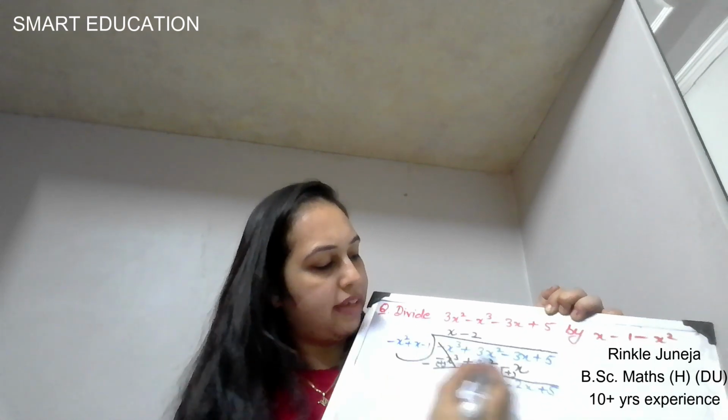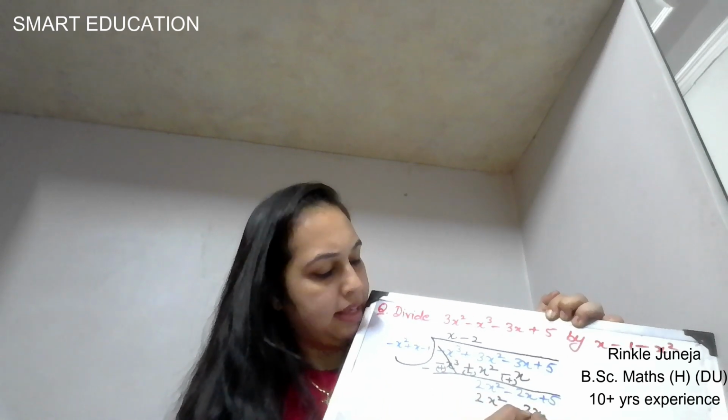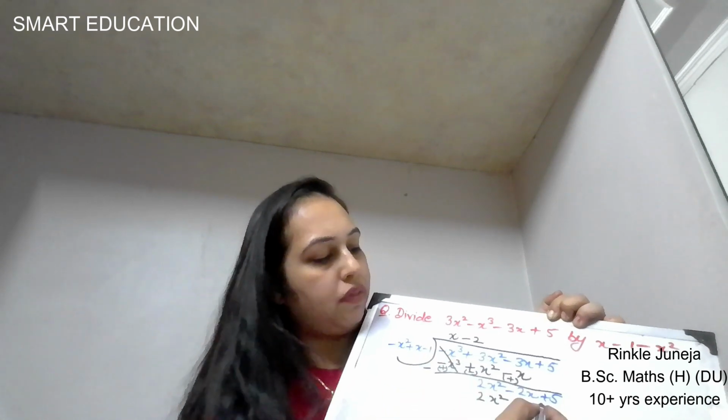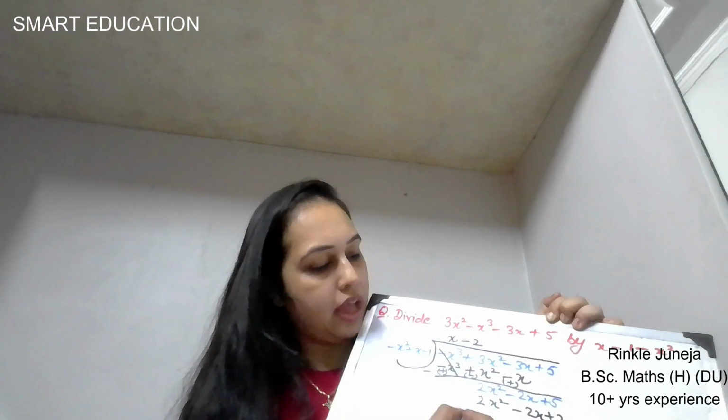Minus 2 multiplied with plus x will give you minus 2x. And minus 2 multiplied with minus 1 will give you plus 2. Again हम इसको माइनस करेंगे और नीचे वाले पॉलिनोमियल के साइन चेंज हो जाएंगे. प्लस वाला माइनस, माइनस वाला प्लस. So plus 2x square and minus 2x square gets cancelled. Minus 2x and plus 2x gets cancelled.